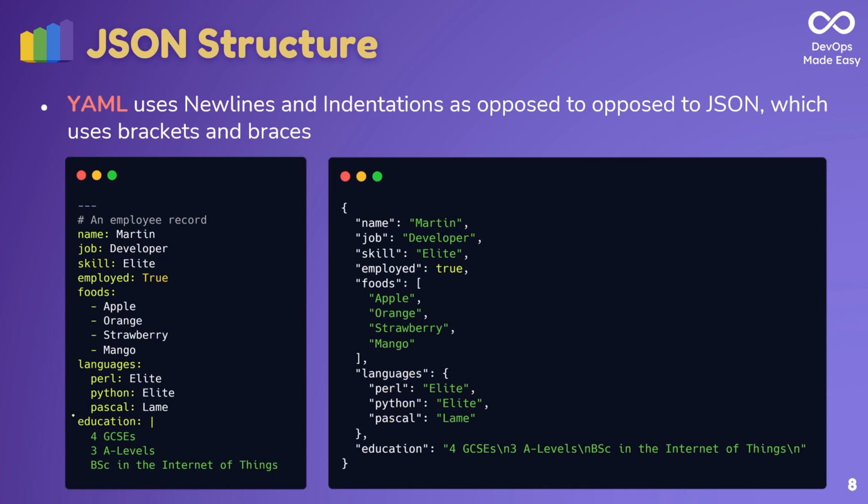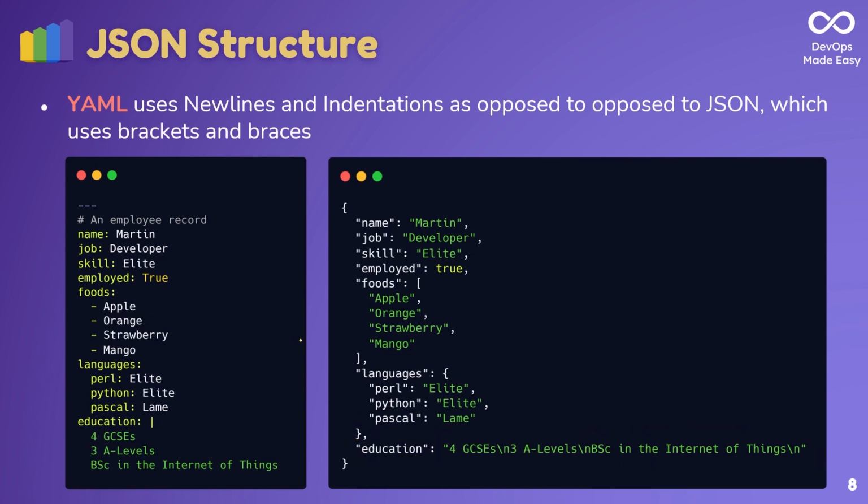And again, for the last element, education is the key and the value is a multi-line string. How did I know that it is a multi-line string? Using the pipe symbol. The pipe symbol indicates a multi-line string. Again, we are going to learn it in the coming sections. So here, education is the key and the value is a complete string object.